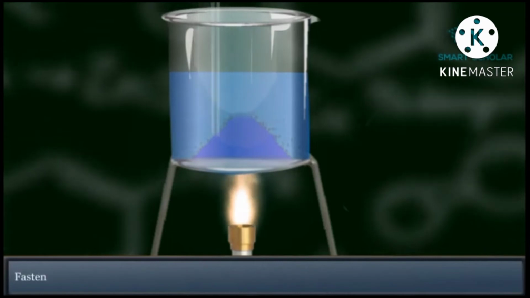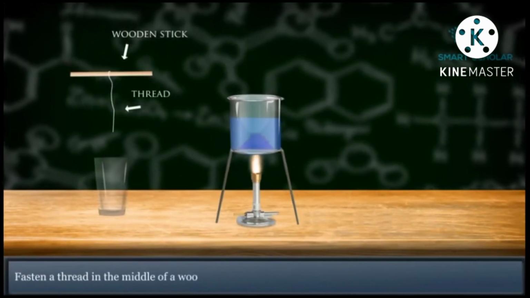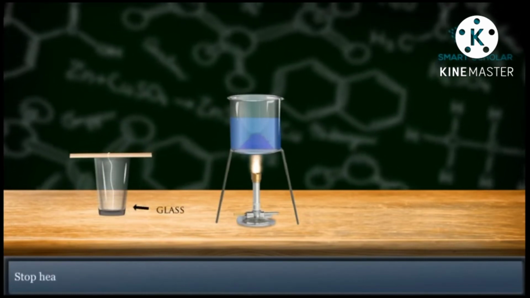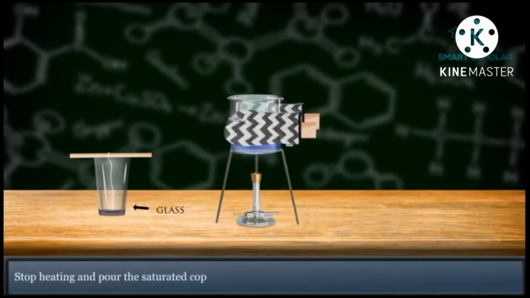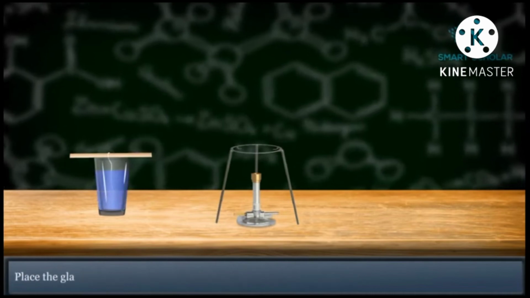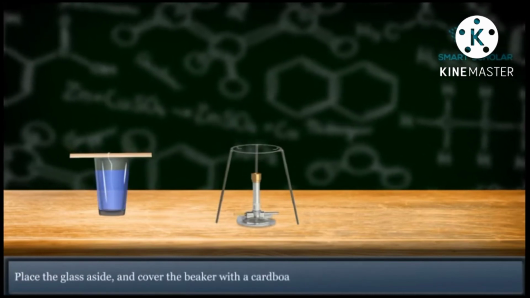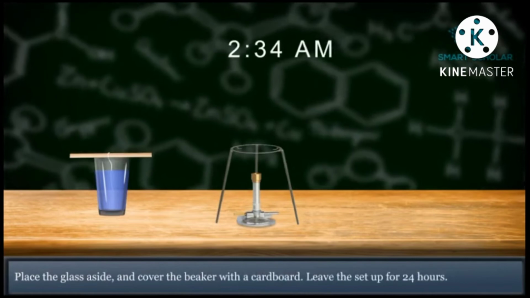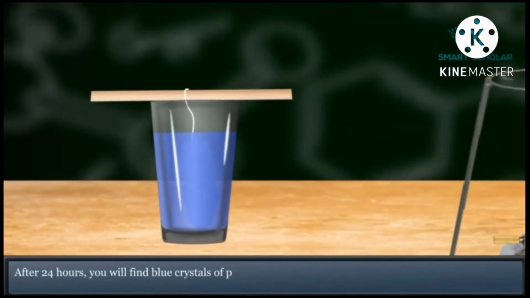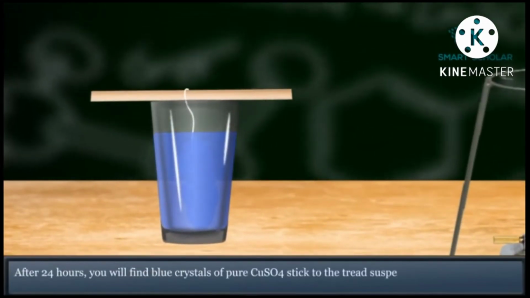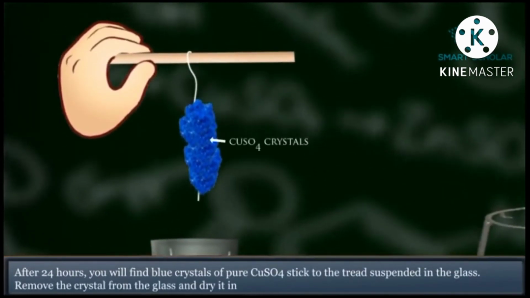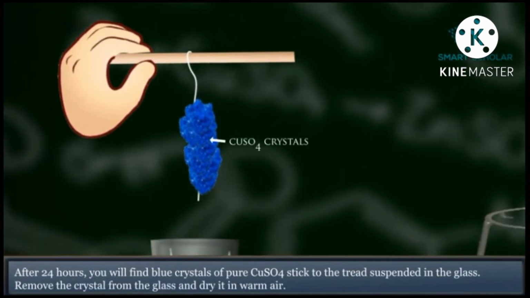Fasten a thread in the middle of a wooden stick and suspend it in a glass. Stop heating and pour the saturated copper sulfate solution into the glass. Place the glass aside and cover the beaker with cardboard. Leave the setup for 24 hours. After 24 hours, you will find big blue crystals of pure CuSO4 at the base of the beaker. Then remove the crystals from the glass and dry them in warm air.